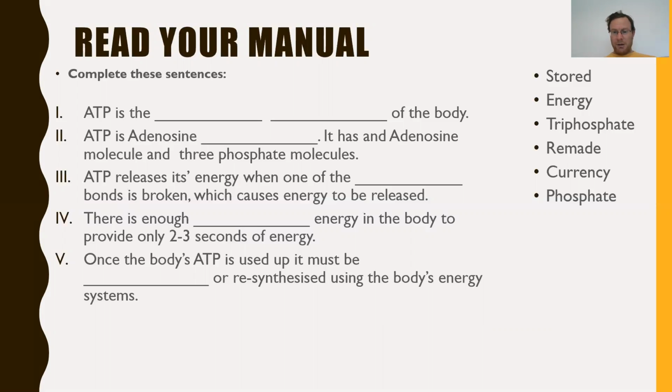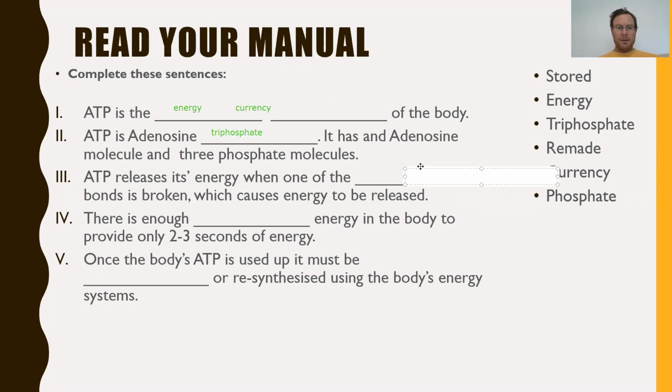And so hopefully you did pause and had a go at it. Let's just have a quick run through this. So ATP is the energy currency, two words used. So it's the energy currency of the body. There we go. ATP is adenosine triphosphate.